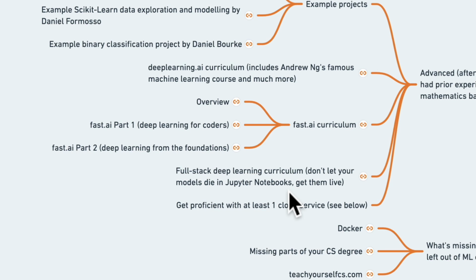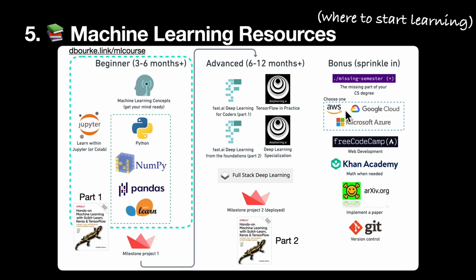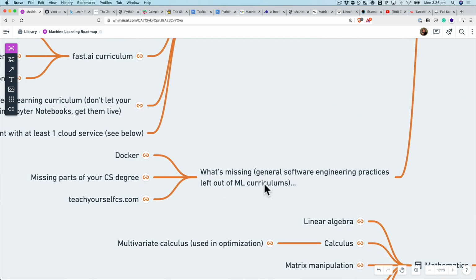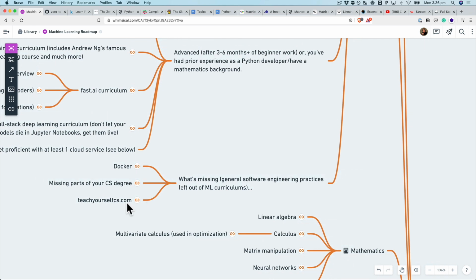If I had my time again, I would go projects first. Don't get obsessed with the latest and greatest tool. Just build something that brings value to someone, to anyone. And then at the same time, I'd probably get proficient with at least one cloud service. So again, choose one of these to get proficient with. Finally, what's missing from most machine learning curriculums is general software engineering practices like Docker, missing parts of your CS degree. If you wanted to go really, really deep, you could teach yourself computer science at teachyourselfcs.com.